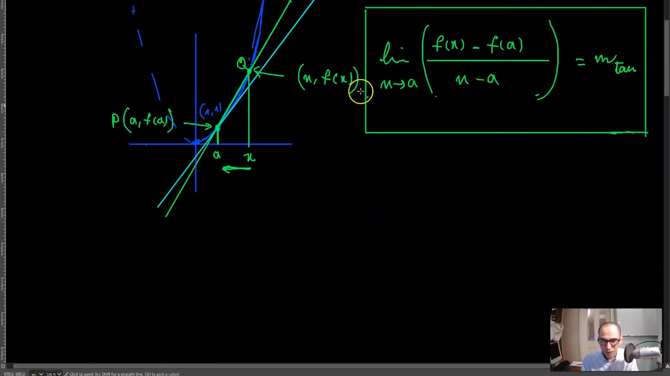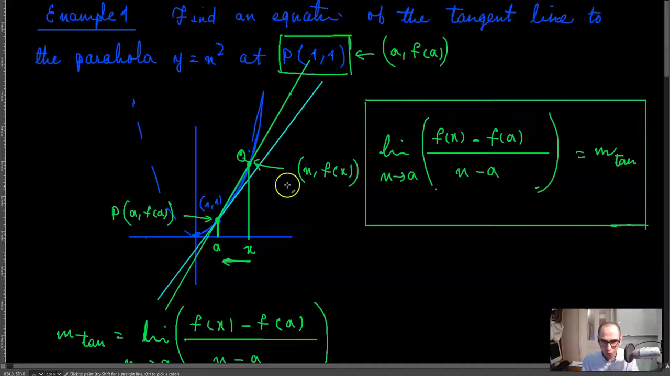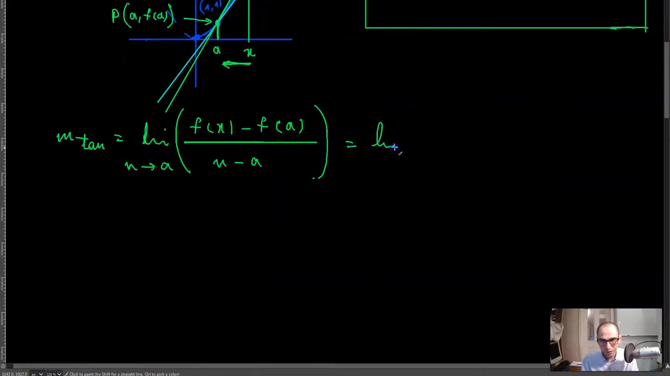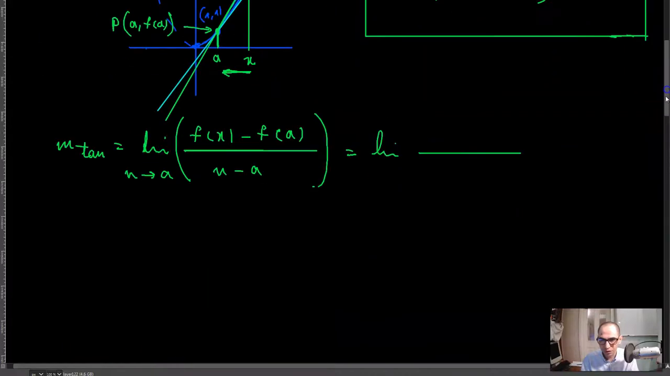So then you can use the same definition. You can say that m of tangent would be equal to the limit of f of x minus f of a over x minus a as x approaches a, right? Now f of a in this case is equal to 1, and a is equal to 1, right? So I can write this as the limit of f of x, which in this case is nothing but x squared, because my function is f of x equals x squared. So that would be x squared minus f of a, which is 1, over x minus a, which is x minus 1, as x approaches a, and a is equal to 1, right? So this is how you can calculate the slope of that line.